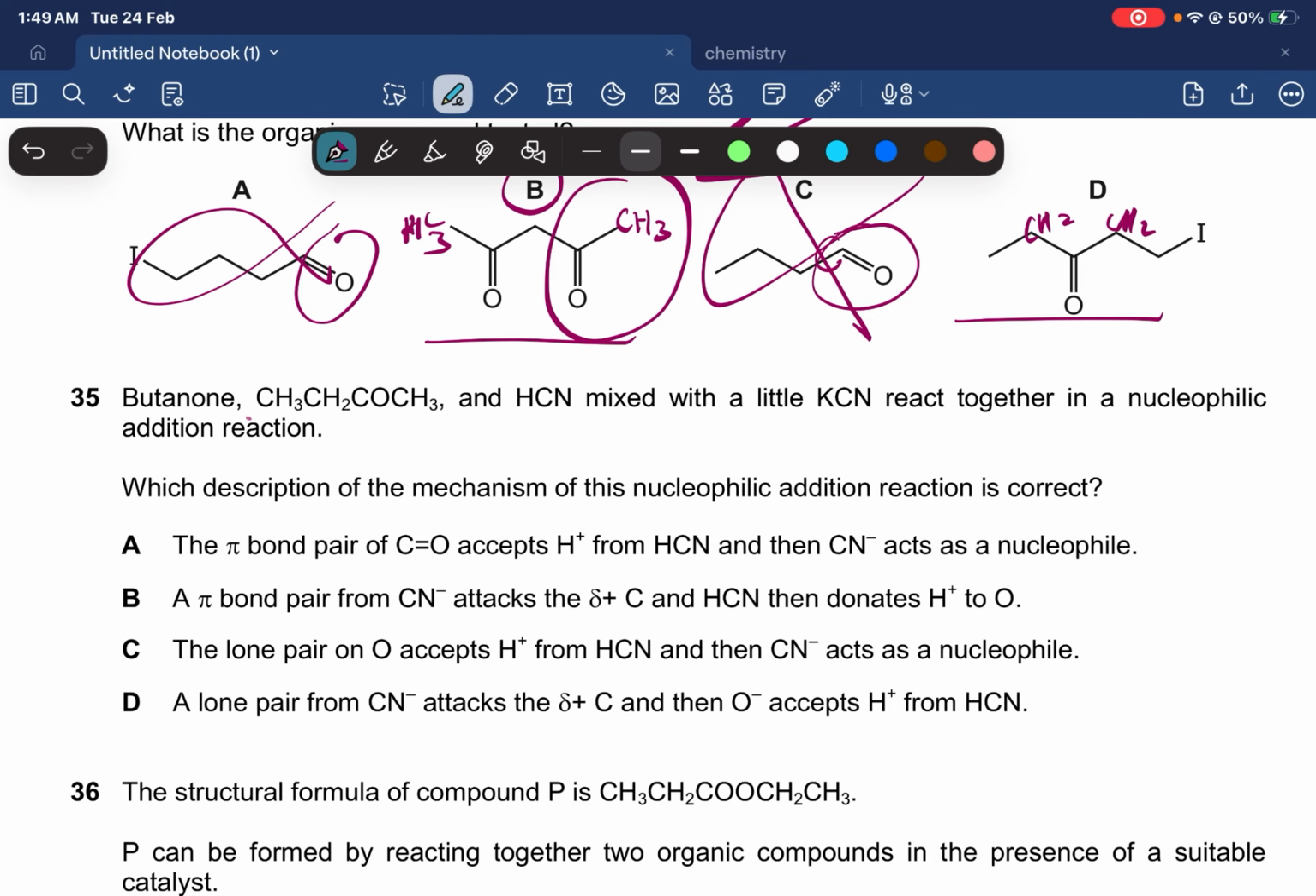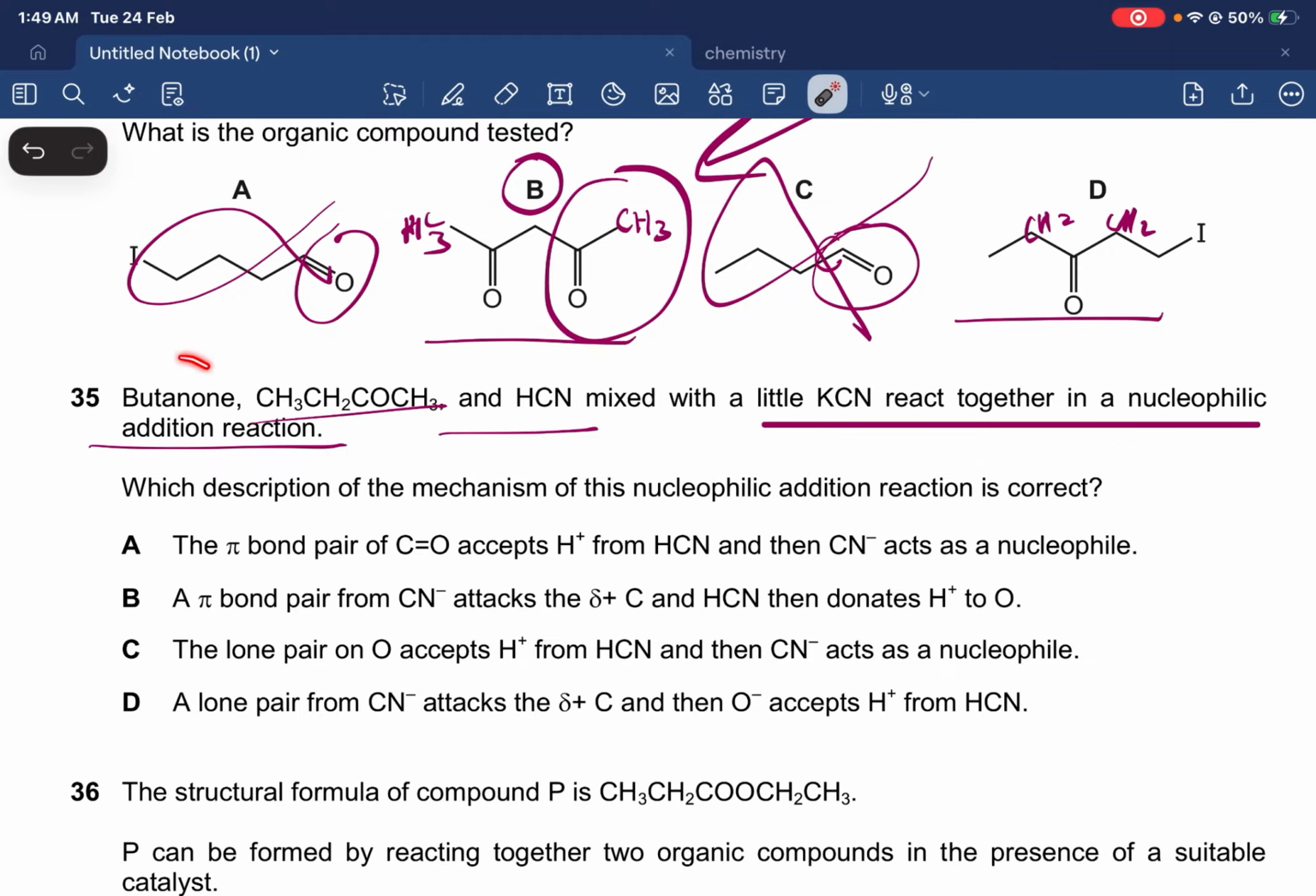Butanol and HCN are mixed with a little KCN, okay, that's the catalyst, and react together in a nucleophilic addition reaction. We know a nucleophile is going to be added. Which description of the mechanism of this nucleophilic addition is correct?